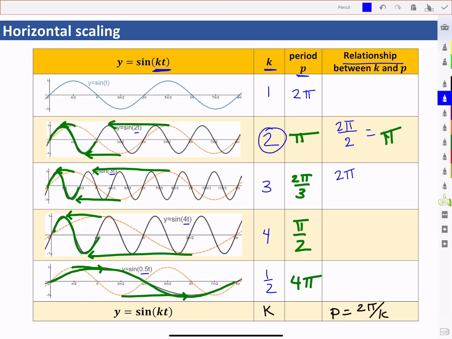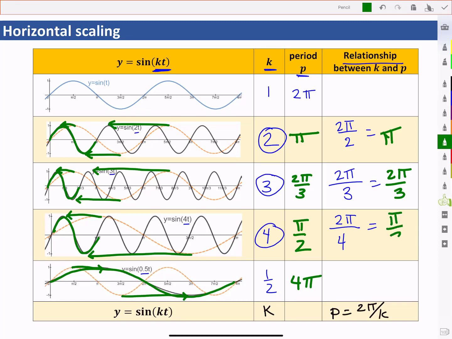Similarly, for y equals the sine of 3t, 2 pi divided by the k value of 3 results in the period 2 pi over 3. And for y equals the sine of 4t, we see that 2 pi divided by 4 equals pi over 2, which was the period of y equals the sine of 4t. Lastly, when y equals the sine of 1/2 t, 2 pi divided by 1/2 is equivalent to 2 pi times 2, which equals 4 pi.